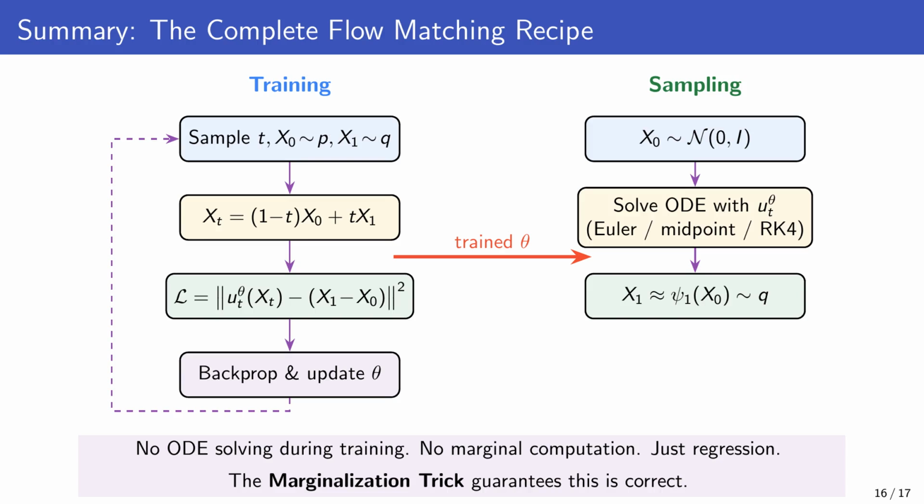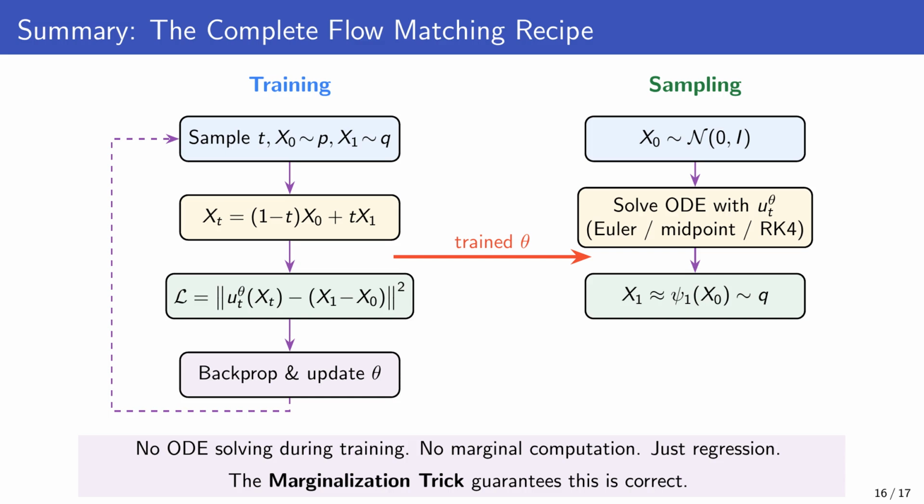Let us step back and see the complete flow matching recipe side by side. The training side is remarkably simple. Sample a time, a noise point, and a data point. Compute the interpolation along the conditional path. Compute the MSE between the network's velocity prediction and the conditional velocity target. Backpropagate and update. Repeat. No ODE solving, no expensive simulation, no adjoint method.